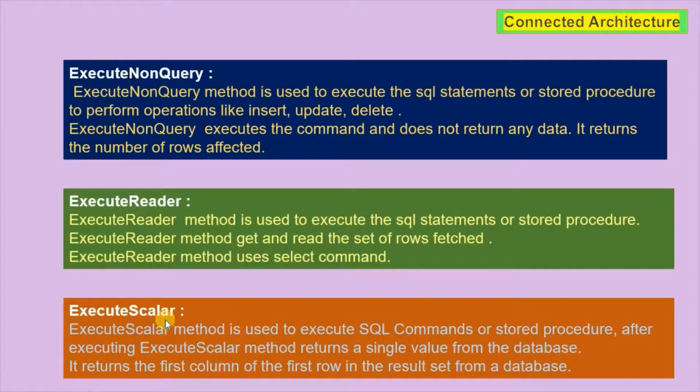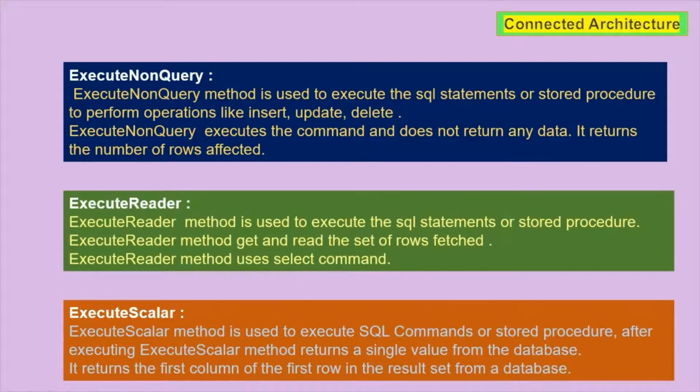ExecuteScalar. The ExecuteScalar method is used to execute SQL commands or stored procedures. After executing, the ExecuteScalar method returns a single value from the database. It returns the first column of the first row in the result set from a database.